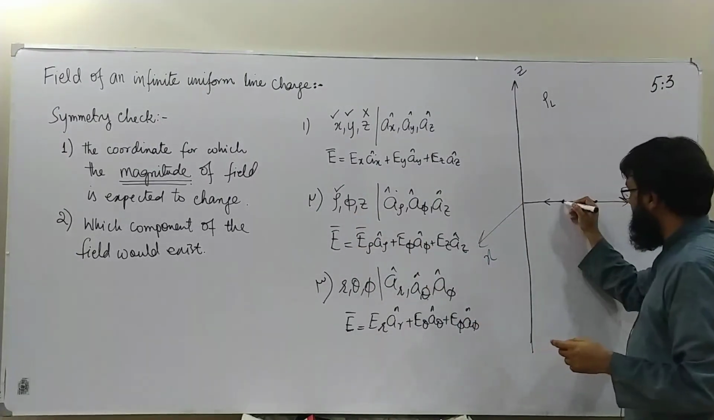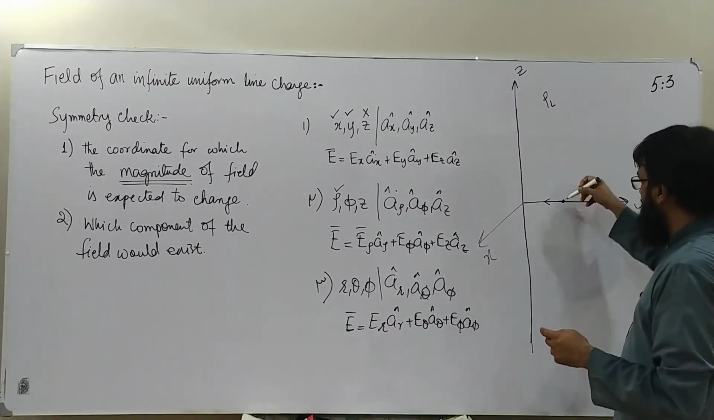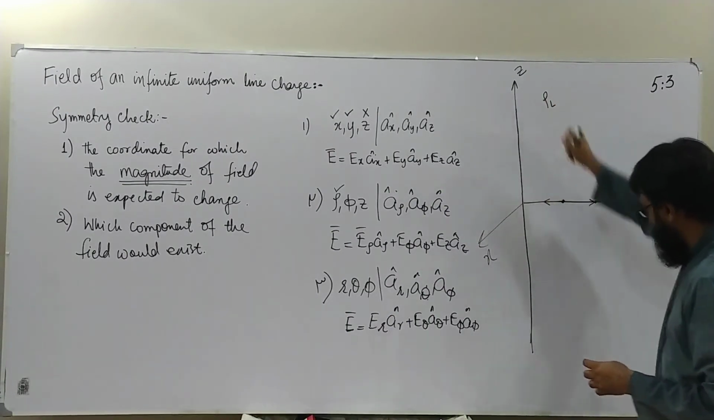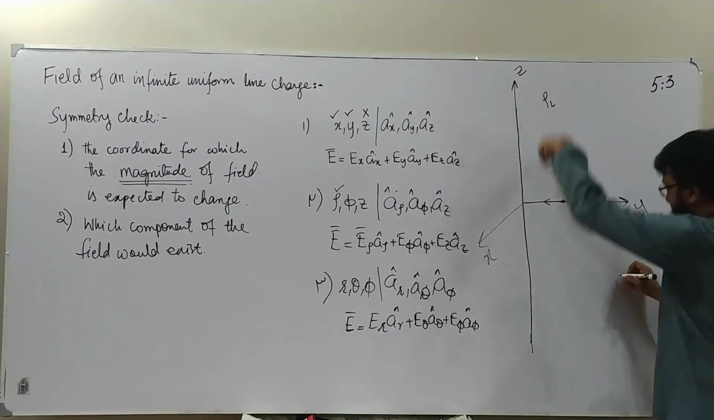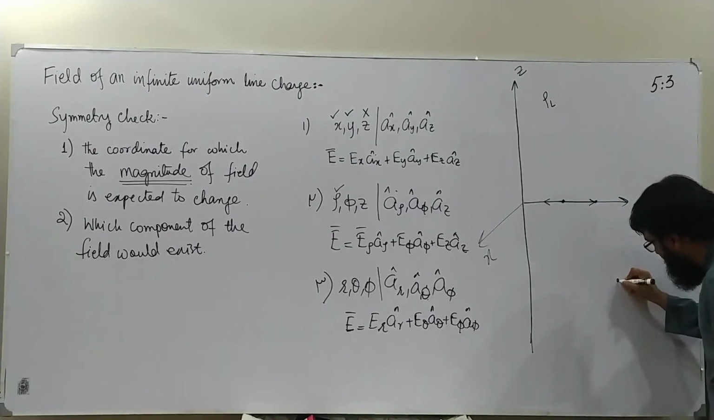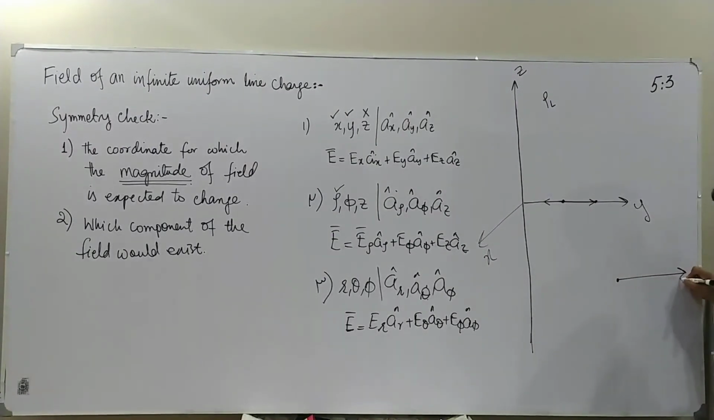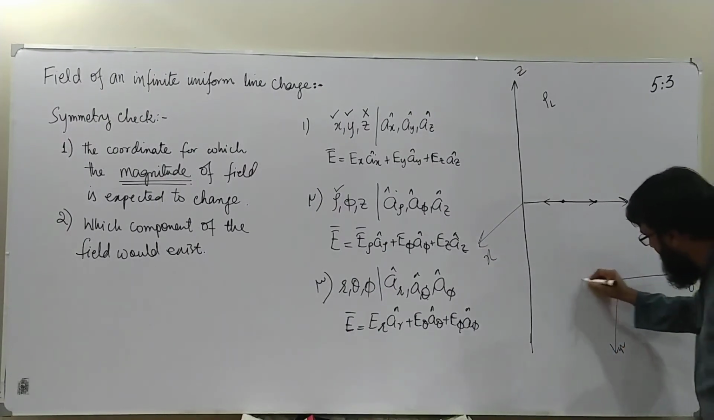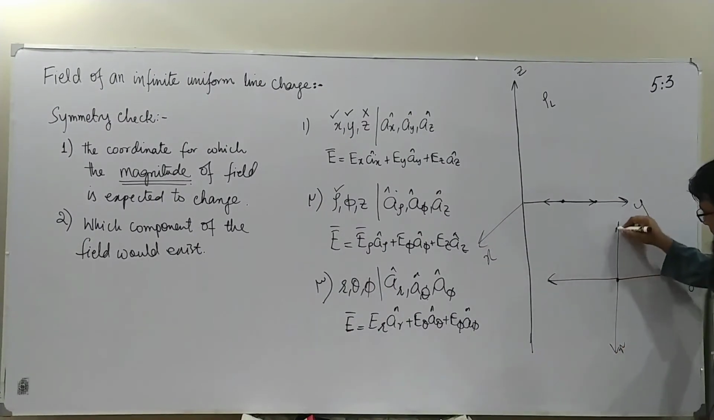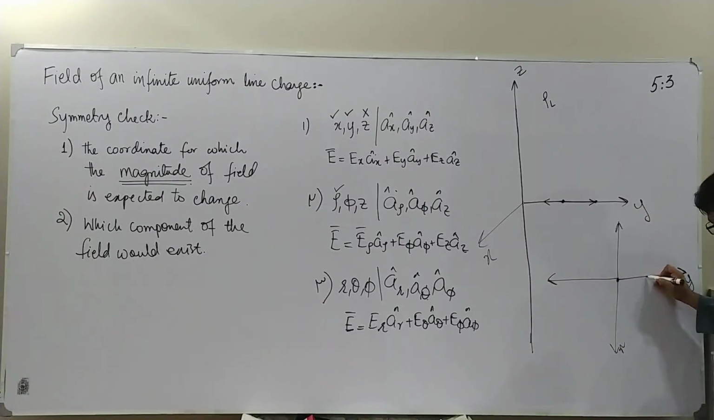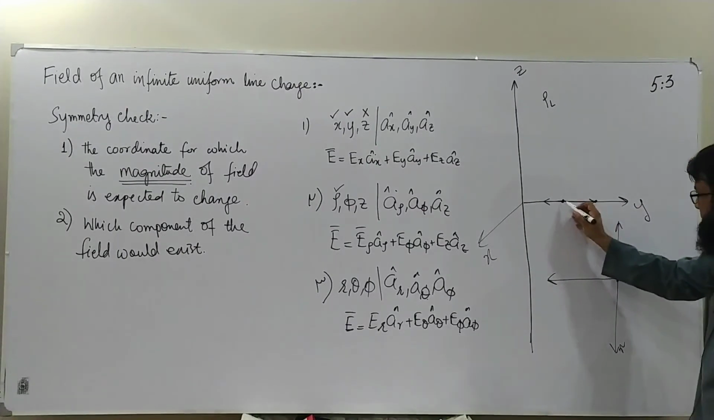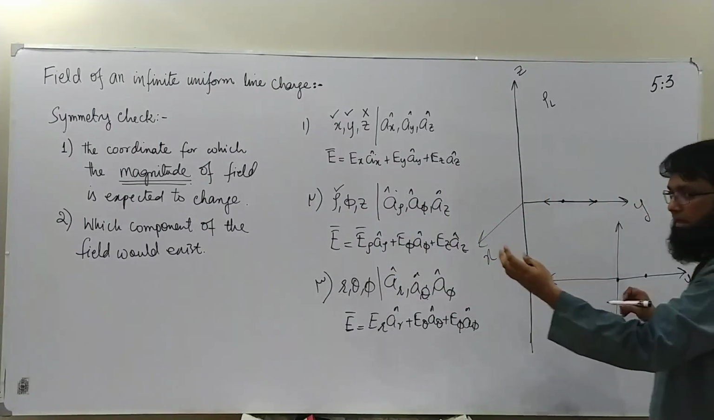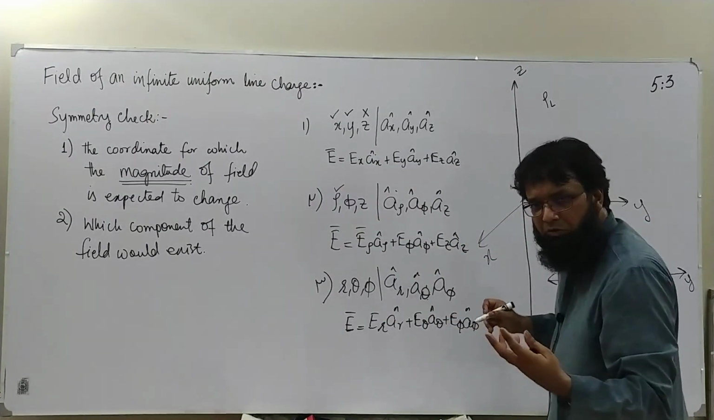If I am at this point, okay, if I change phi, if I show this from the top, this line charge will be at this point, and this will be the y-axis and this will be the x-axis, minus y-axis, minus x-axis. Now I am at this point, and I want to change only phi and see whether the magnitude is expected to change or not.